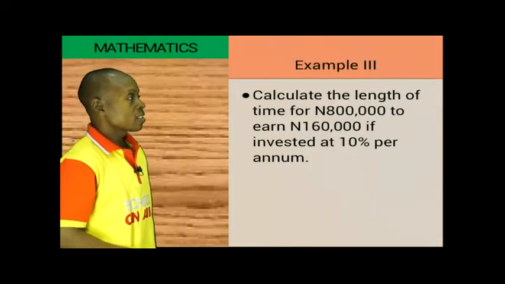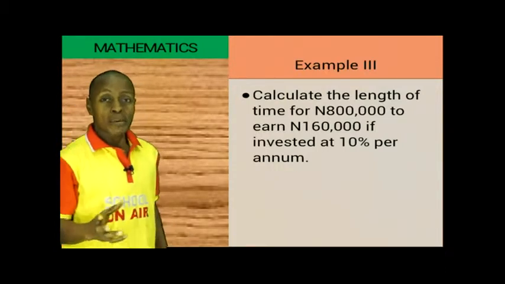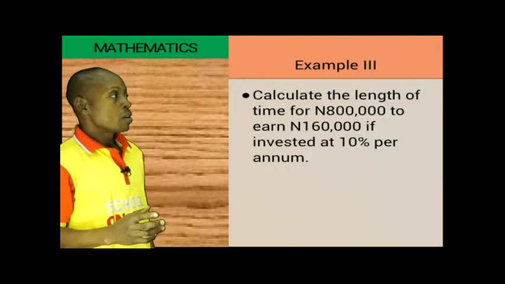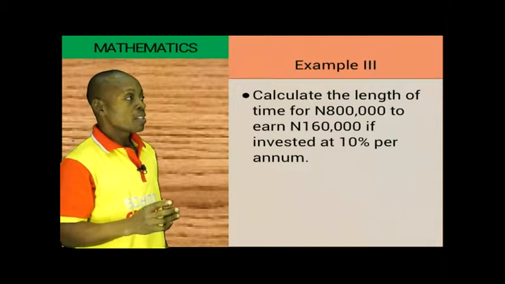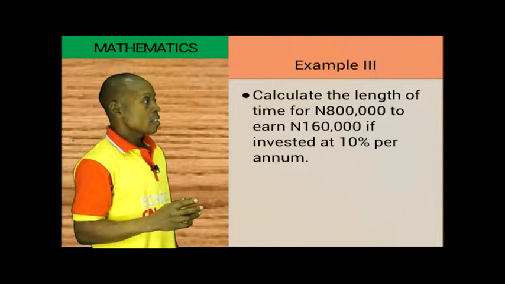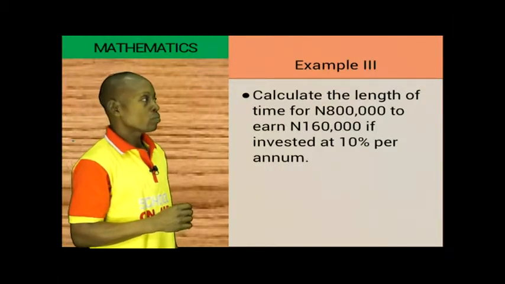Let's go to the next example, the third example. This time around, we are to calculate the length of time. In other words, we are calculating the time for 800,000 naira to earn 160,000 naira if invested at 10% per annum.